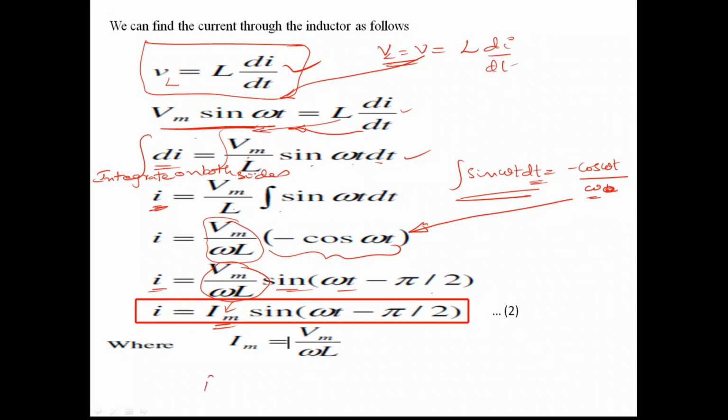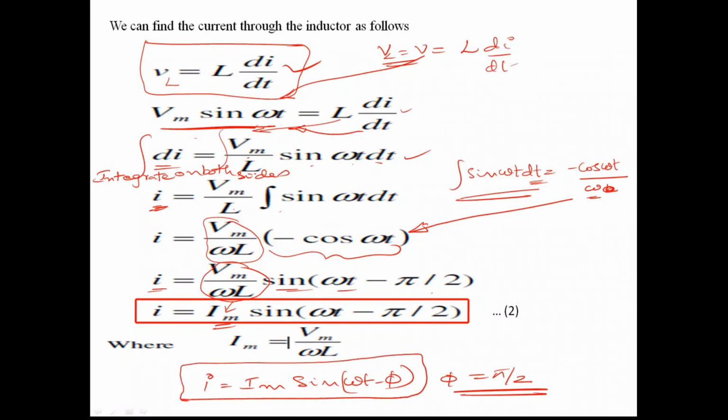It is just simply looking like this: I is equal to Im sin omega t minus phi, where here phi is pi by 2 only. And what is the voltage we have applied? V is equal to Vm sin omega t. So when you apply a sinusoidal voltage to a pure inductor like this, the current in the inductor will also be a sinusoidal one, with Im given by Vm by omega L, in the form sin omega t minus phi.